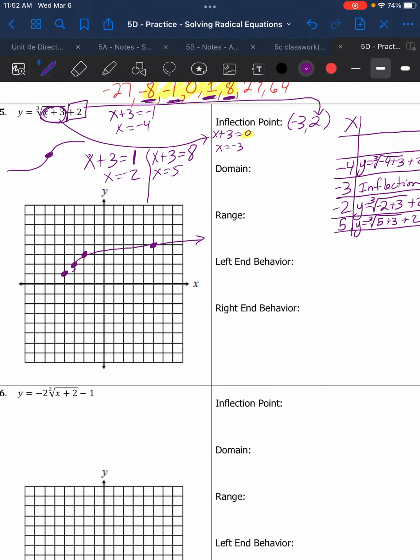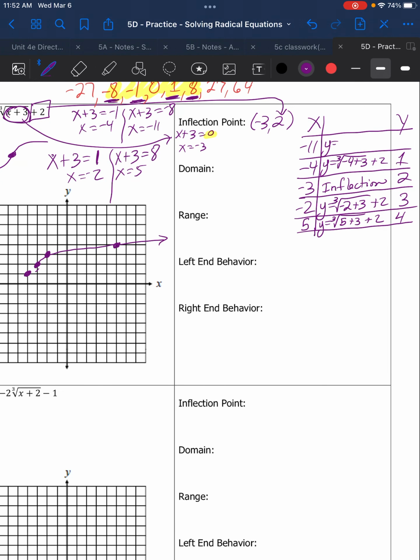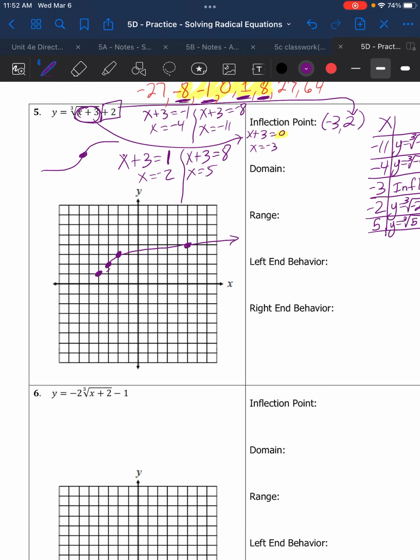And then I'm also going to find -8. So x plus 3 equals -8. So that'll be -11. Now that's getting off the graph, but I'm going to do it anyways, just to look. So we have cube root of -11 plus 3, plus 2. So that's -8. Cube root of -8 is -2, plus 2 is 0. So -11, 0. So -1, 2, 3, 4, 5, 6, 7, 8, 9, 10, 11. So somewhere out there. So the bottom part of my graph is going to look like this. And there's my cube root function.